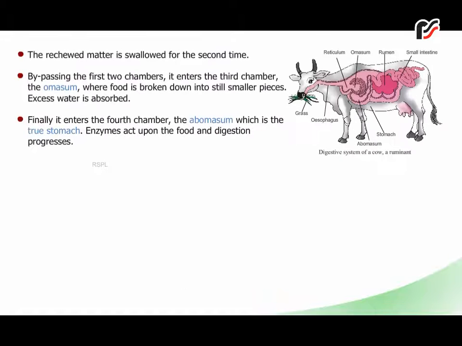The rechewed matter is swallowed for the second time. By passing the first 2 chambers, it enters the third chamber, the omasum, where food is broken down into still smaller pieces. Excess water is absorbed. Finally, it enters the fourth chamber, the abomasum, which is the true stomach. Enzymes act upon the food and digestion progresses.